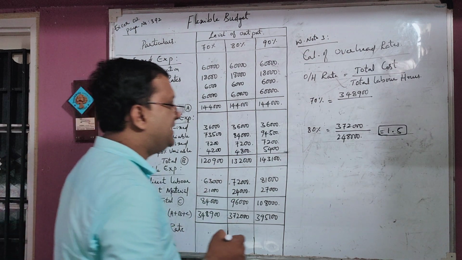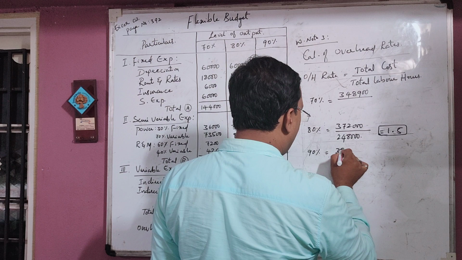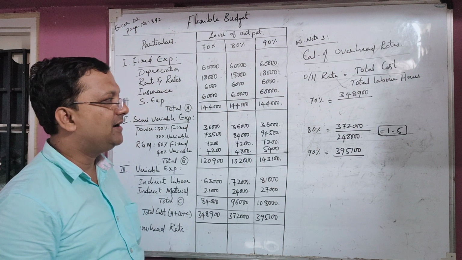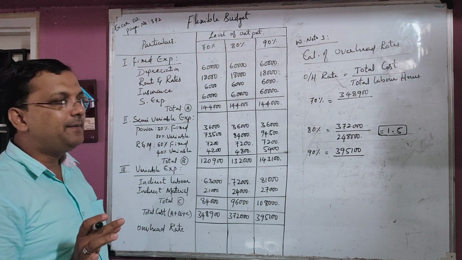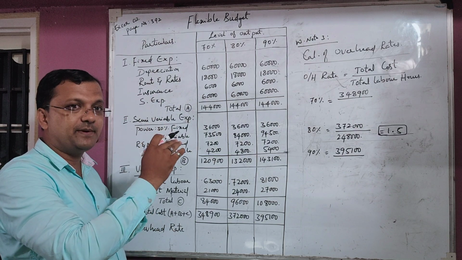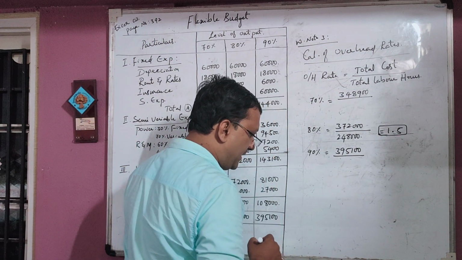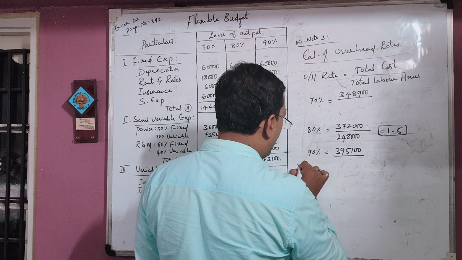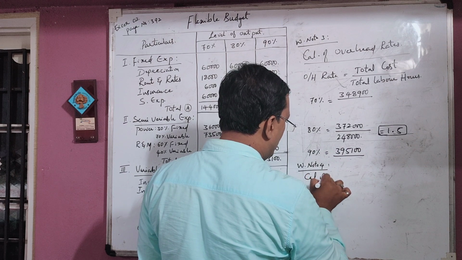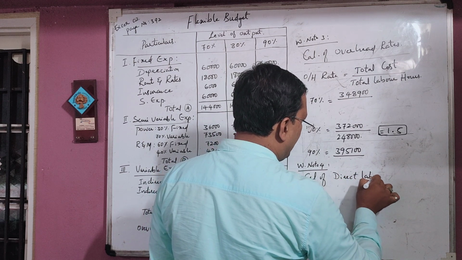Next, 90% total cost is 3,95,100 divided by labor hours, which we don't know. The labor hours are given for 80% capacity, so now calculate the labor hours for 70% and for 90%. Here, working note number 4, calculation of direct labor hours.